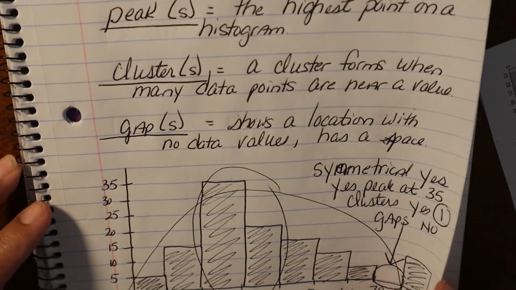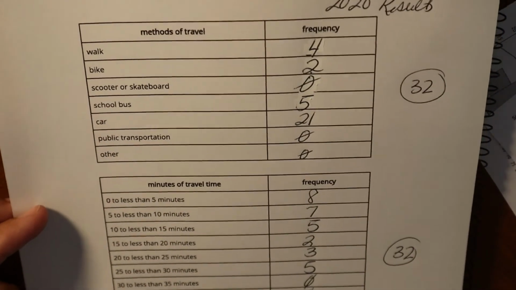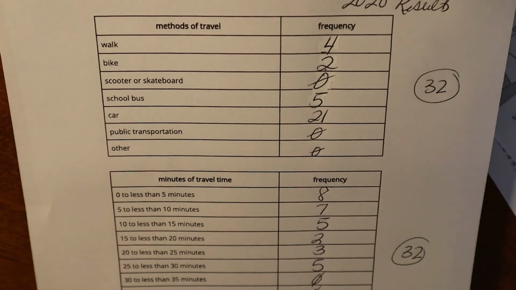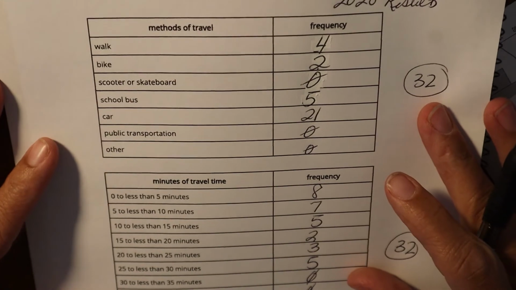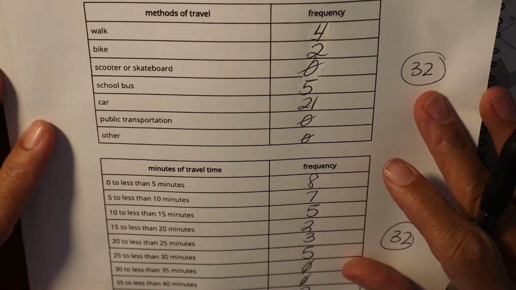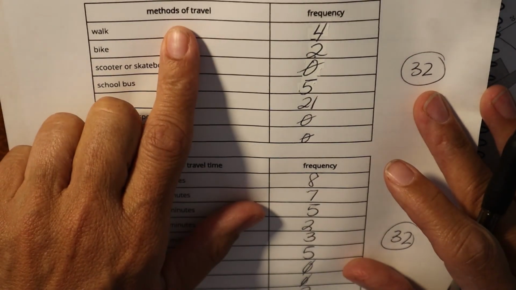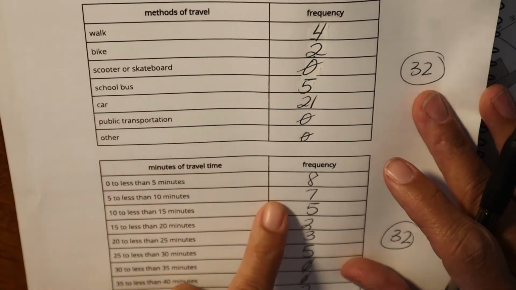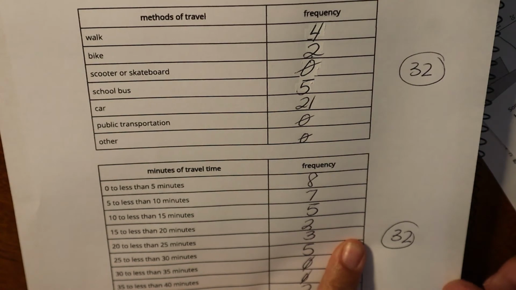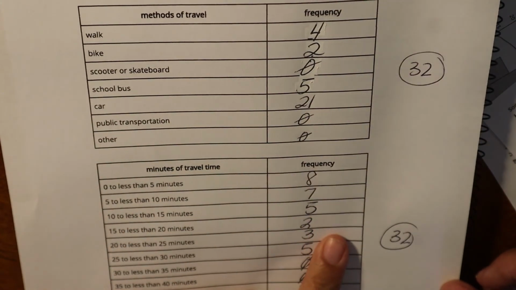So let's go ahead and turn to a fresh page. Remember, at the beginning of this lesson, you guys had to take a survey and we asked you about 12 questions. So I've taken all that information from both Mrs. Berg's class and Mrs. Pila's class, and I just focused on how you get to school and how long it takes you to get to school. So this is all the data. There's 32 total students between Mrs. Pila's class and Mrs. Berg's class.